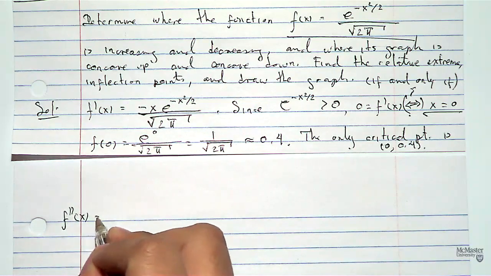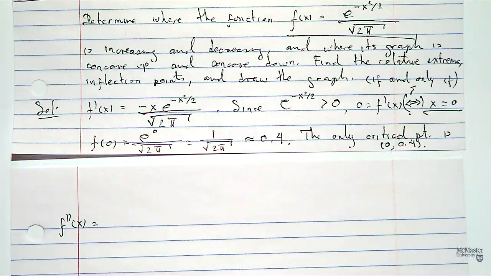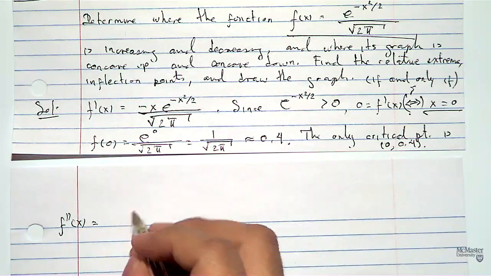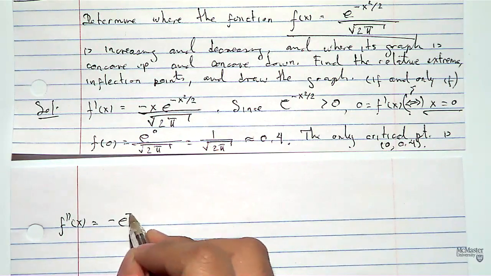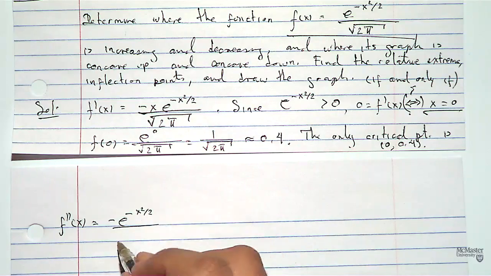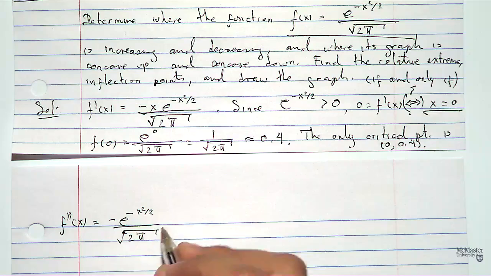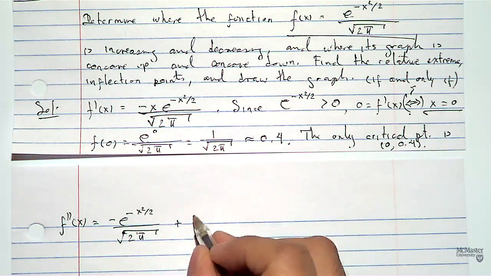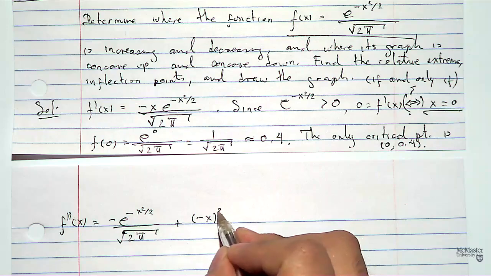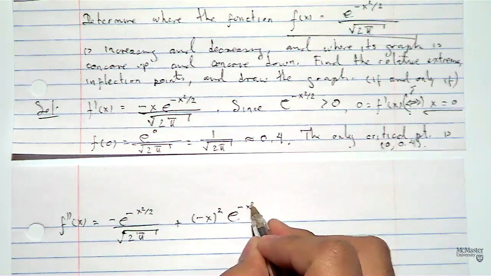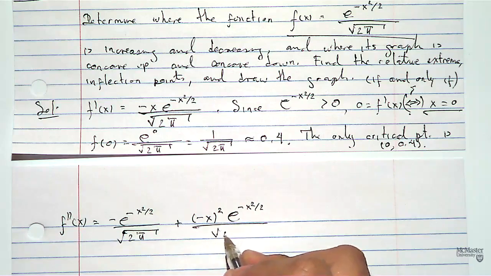If I compute now the second derivative, precisely to study all this concave up, concave down stuff, well, I have first the derivative, so minus e to the minus x squared over 2 divided by square root of 2 pi. And then I have, again, the factor of minus x twice, of e to the minus x squared over 2 divided by square root of 2 pi.